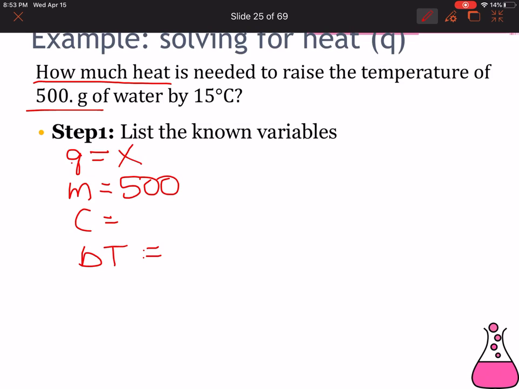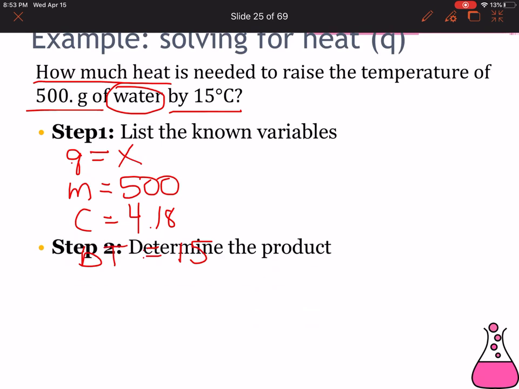My C is the specific heat capacity. And I don't see that in my problem, but I see that we're talking about water, which means I'm going to use the specific heat capacity that's listed on table B. And that was 4.18 joules per gram degree Celsius. Then my delta T is the change in temperature. It says I'm changing it by 15 degrees Celsius. So my delta T is 15.